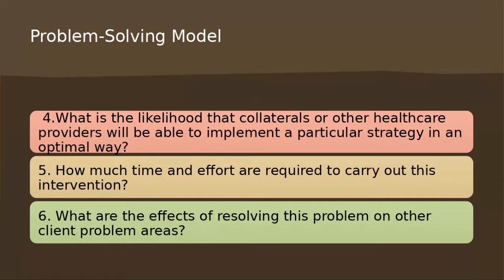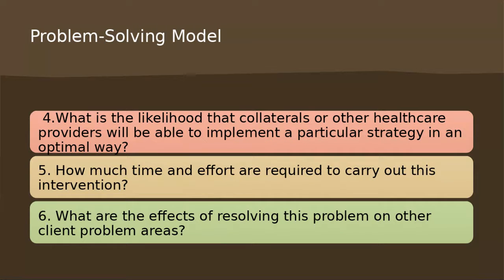So you'll have to determine whether or not the collaterals are able to carry out the intervention or offer support to the client as you're carrying out the intervention. Their ability to do so may guide your choice of intervention. You also have to think about, do other healthcare providers have to be involved and are they able to carry out the strategy? Number five, how much time and effort are required to carry out this intervention?